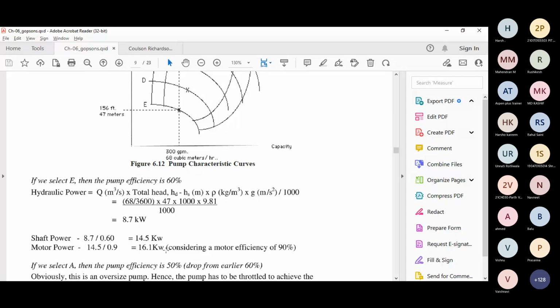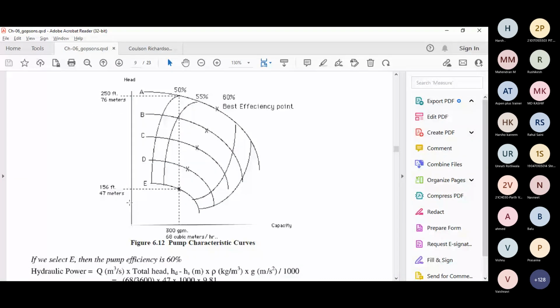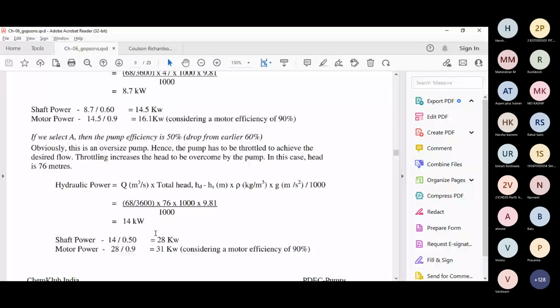So suppose I select pump A, right? Different pump curves are there. Suppose I select pump curve A, so what will happen? This will be my operating point. I will get 68 meter cube per hour of flow rate, but my head will be higher, 76 meters. So you can see what will happen in that case. 68 is the flow rate, head is 76.